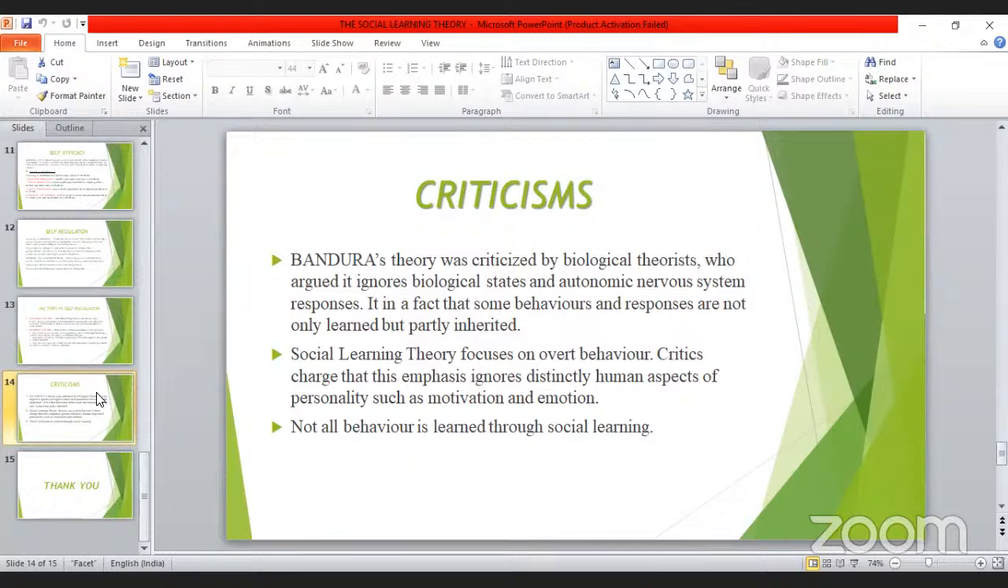Critics said that not all behaviors can be learned through the social learning process. Actually, Bandura explained the social learning process by explaining the aggressive mechanism, how to be aggressive or not. So critics say that not all behaviors can be learned through the social learning process, right?